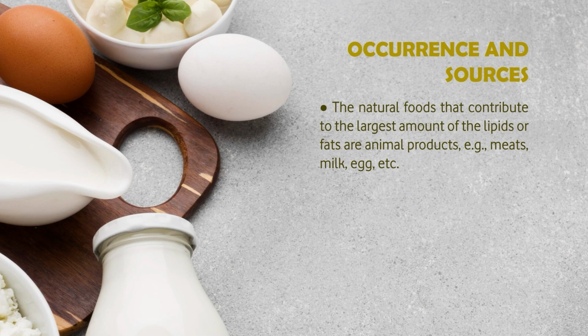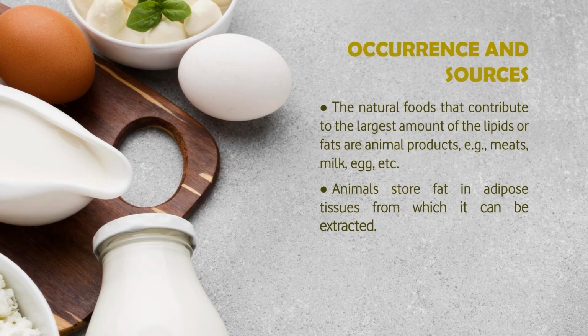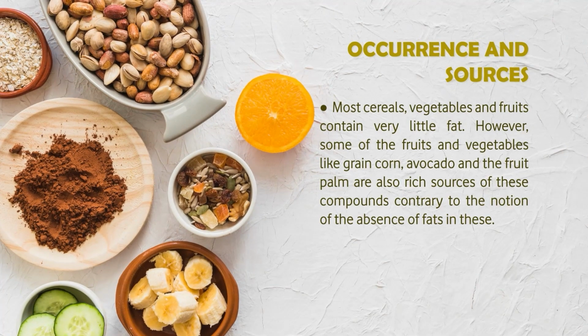The natural foods that contribute the largest amount of lipids or fats are animal products like meat, milk, egg. Animals store fat in adipose tissues from which it can be extracted. Most cereals, vegetables and fruits contain very little fat. However, some of the fruits and vegetables like grain, corn, avocado and fruit palm are also rich sources of these compounds, contrary to the notion of the absence of fats in these.